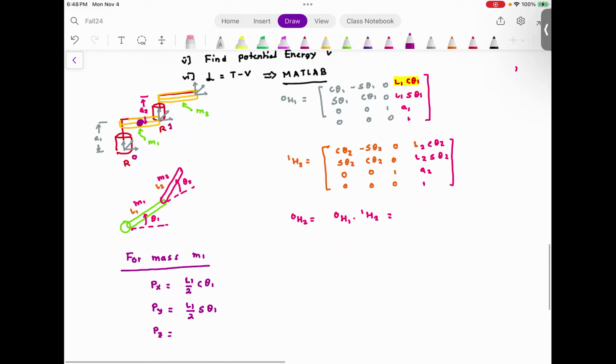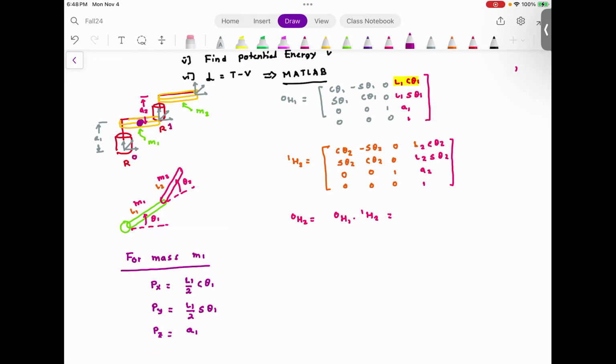Pz is going to be A1. Now please understand, if you look at 0h1, the last column, that is going to give you the x distance between the 0th frame and the first frame, y distance between the 0th frame and the first frame, and the z distance between the 0th frame and the first frame.